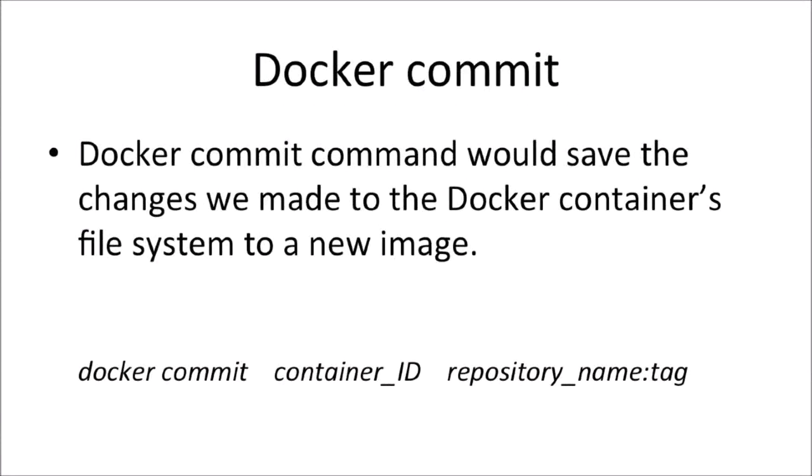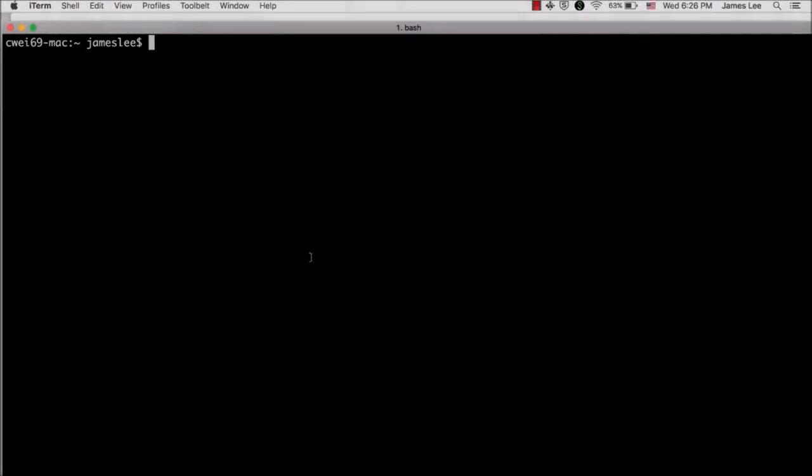We have a new command to learn. That is docker commit. What docker commit command does is to save the changes we make to the container's file system into a new image. When running this command, we specify the ID of the container we're committing and the repository and tag of the new image. Let me show you in a second.